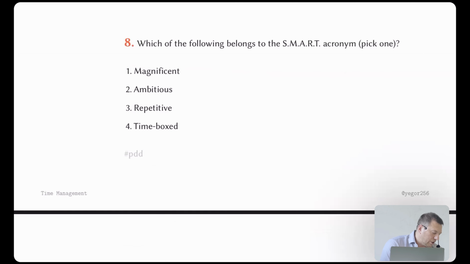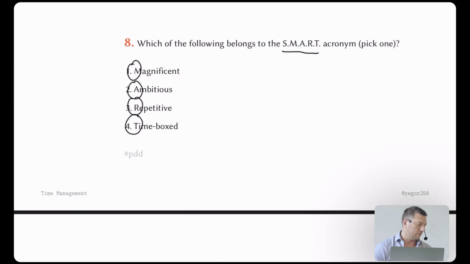Question 8, which of the following belongs to the SMART acronym? Pick one. They all go for the first letters, obviously. So pick one. This is M, this is A, this is R, this is T. So which one do you think out of these 4 actually belongs to the SMART acronym? Who knows about this acronym, SMART? Oh, good. So you can clearly answer this question. All right. So now we're getting back to the right answers.